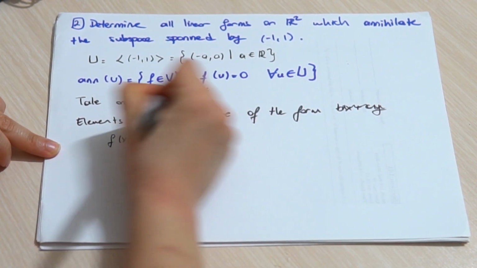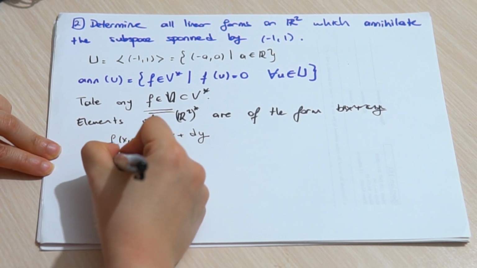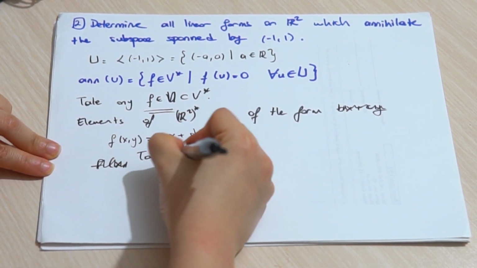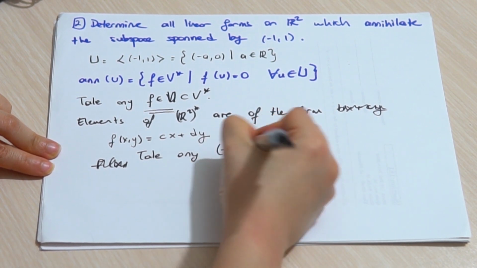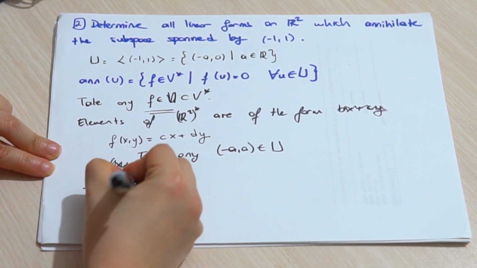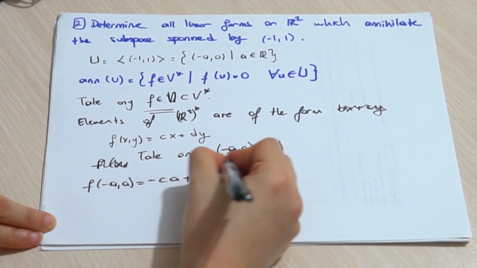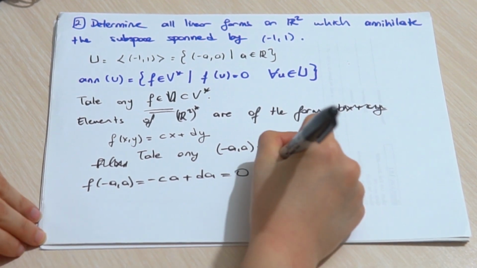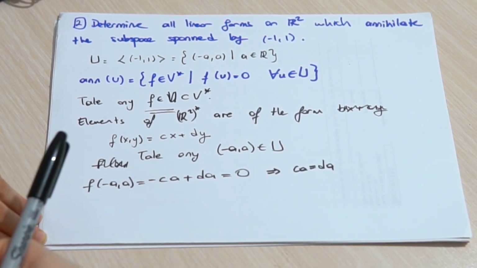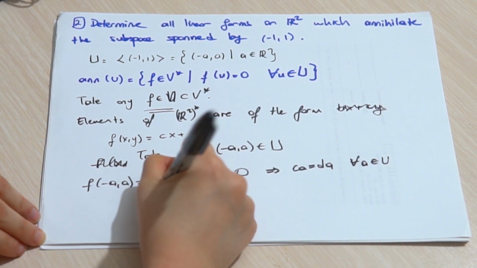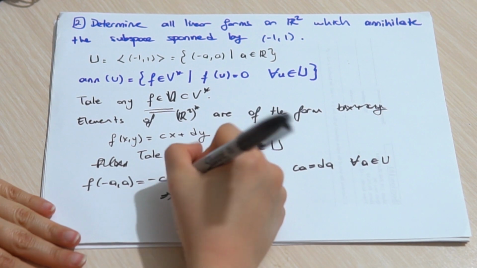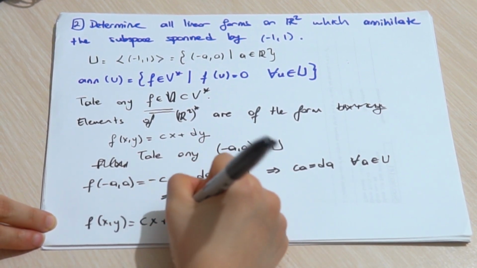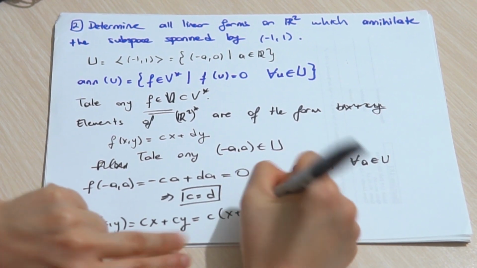Now we know that this f will be in the annihilator of U. So f of, now take any (-a, a) in U, okay? Now f(-a, a) is equal to -ca plus da, and since this f annihilates U, this should be equal to 0. So this implies that ca is equal to da for every a, so c is equal to d. So f(x, y) should be of the form cx plus cy. This is equal to c times (x plus y).